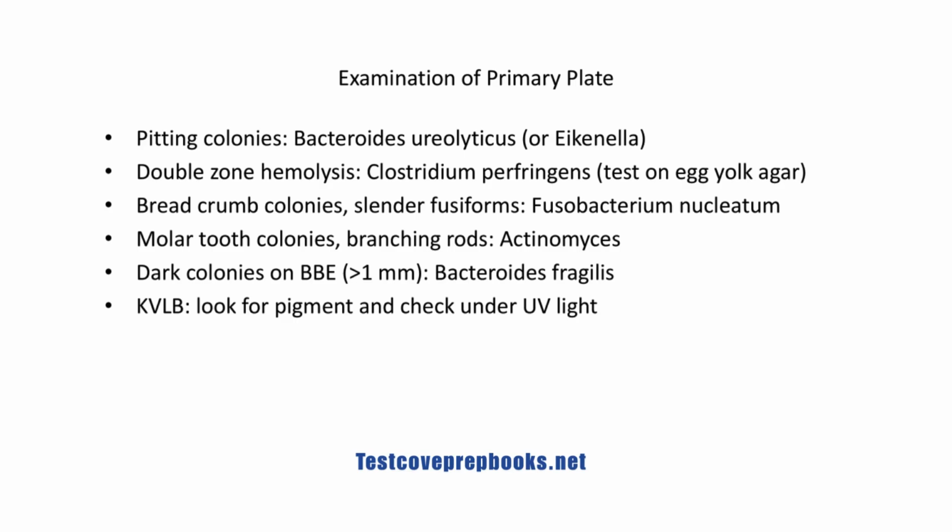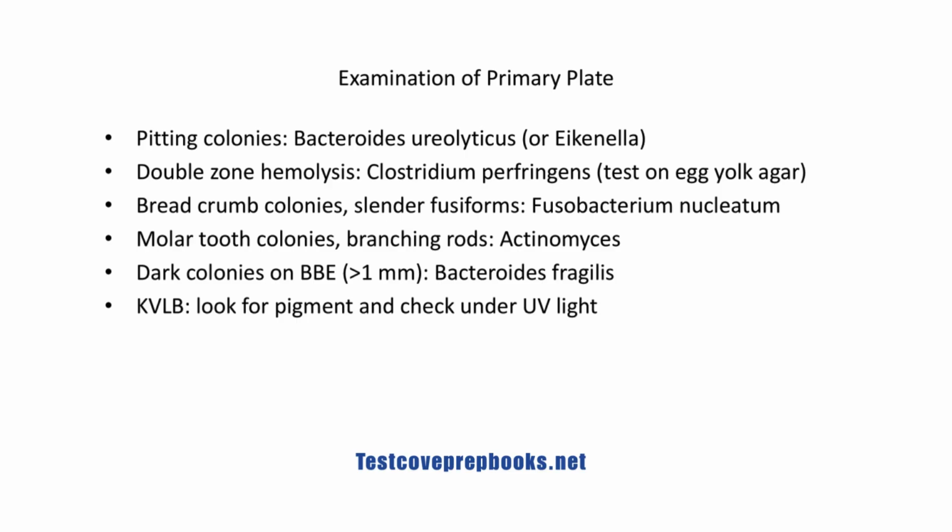Now for the examination of primary plates. Some characteristic colony morphologies can point to specific organisms. Pitting colonies suggest Bacteroides ureolyticus, though Eikenella can look similar. Large colonies with a double zone of hemolysis suggest Clostridium perfringens. These should be further tested on egg yolk agar for the Nagler reaction.